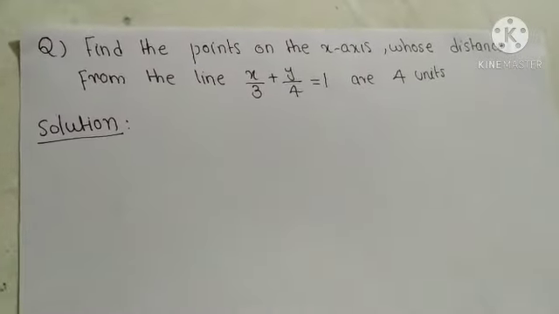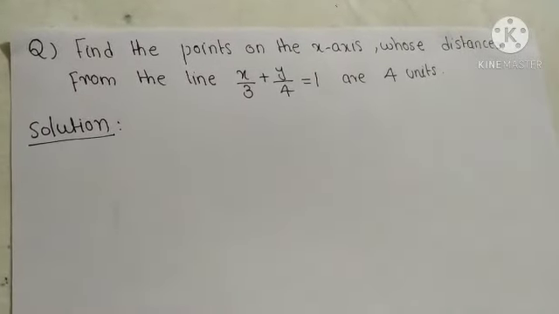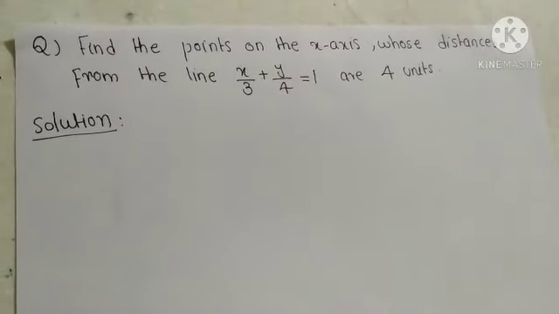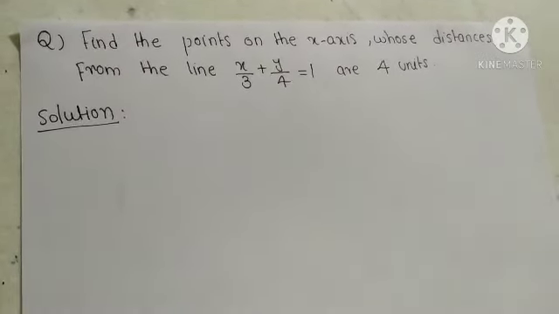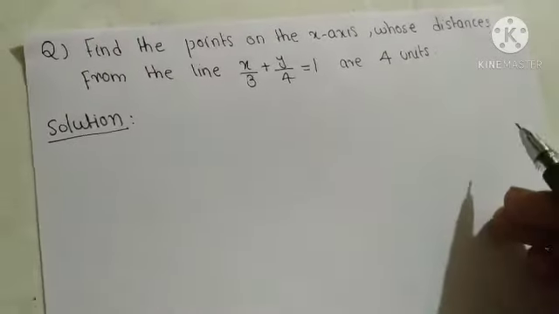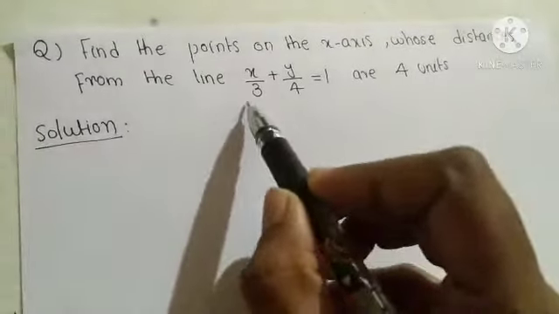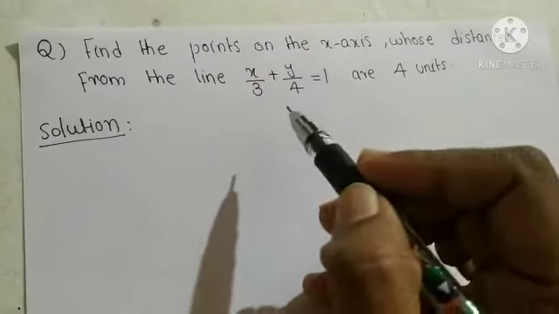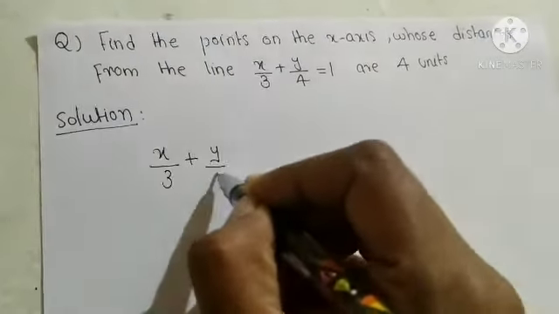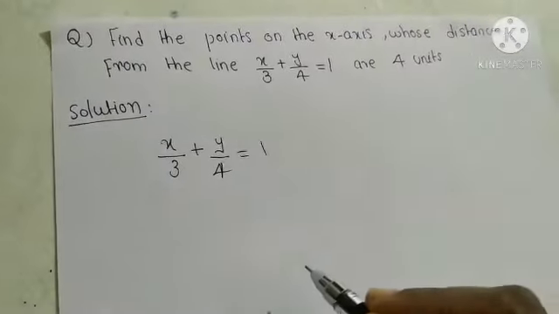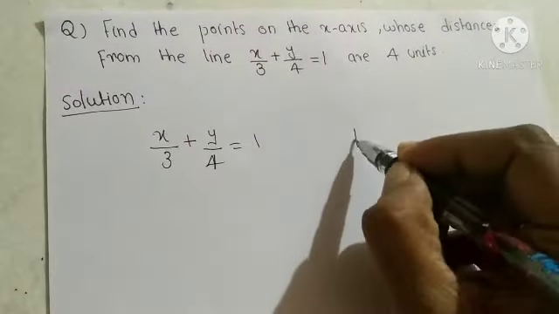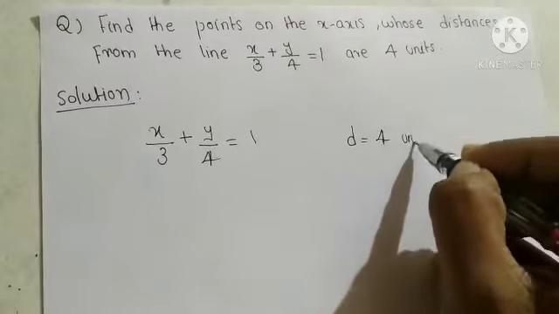Find the points on the x-axis whose distance from the line x by 3 plus y by 4 equal to 1 are 4 units. So let's start the solution of this question. Given that the line equation is in the form of intercept form, right? So I'm going to write this given equation here, x by 3 plus y by 4 equal to 1, and given that the distance d is equal to 4 units.